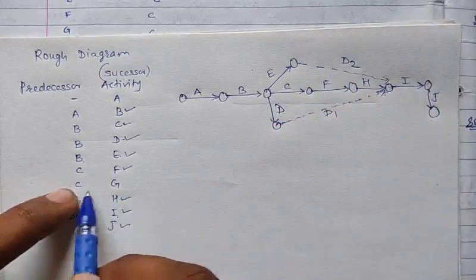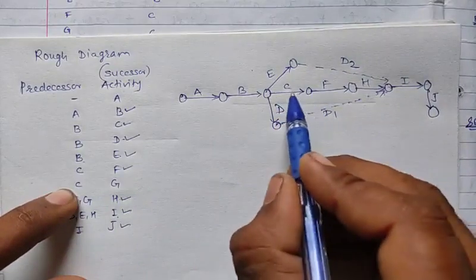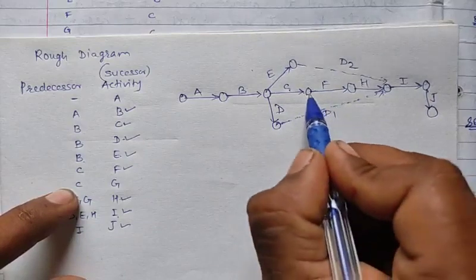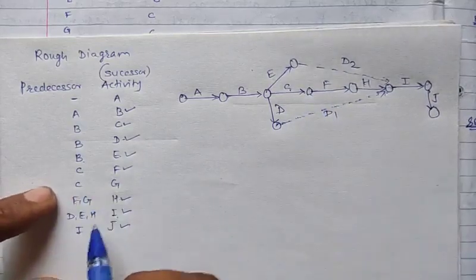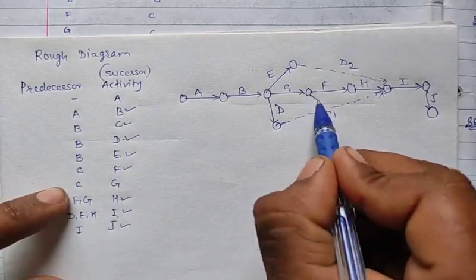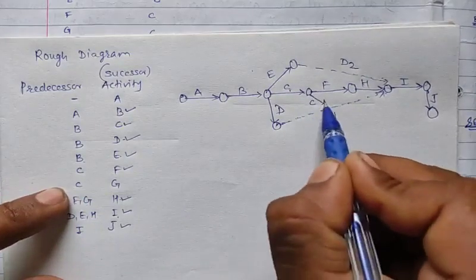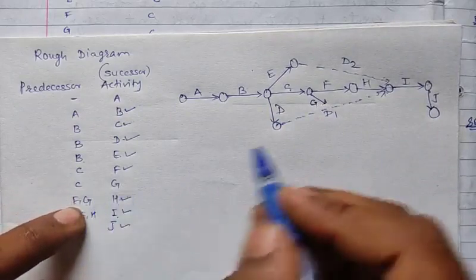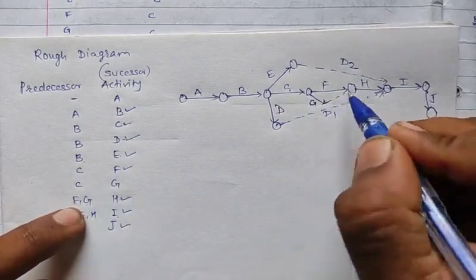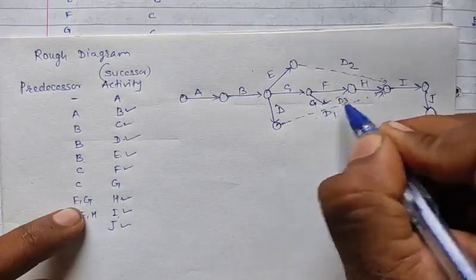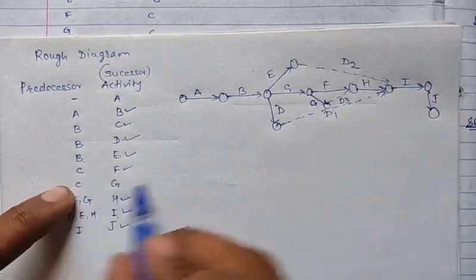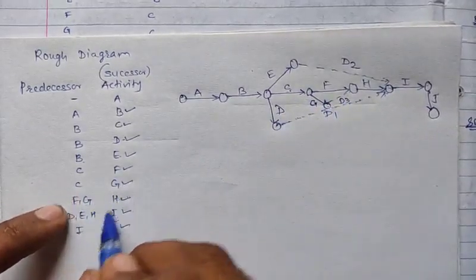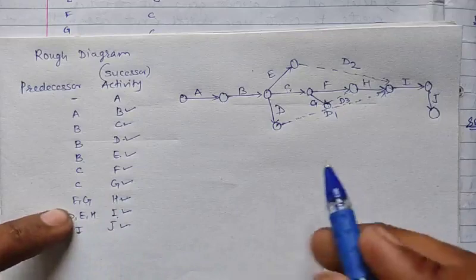Next C goes to G. So here is our C. So this C goes to what? G. Now I will write this as C goes to G and G goes to H. So this is again a dummy activity. So this is D3. This is a dummy activity. So what remains?